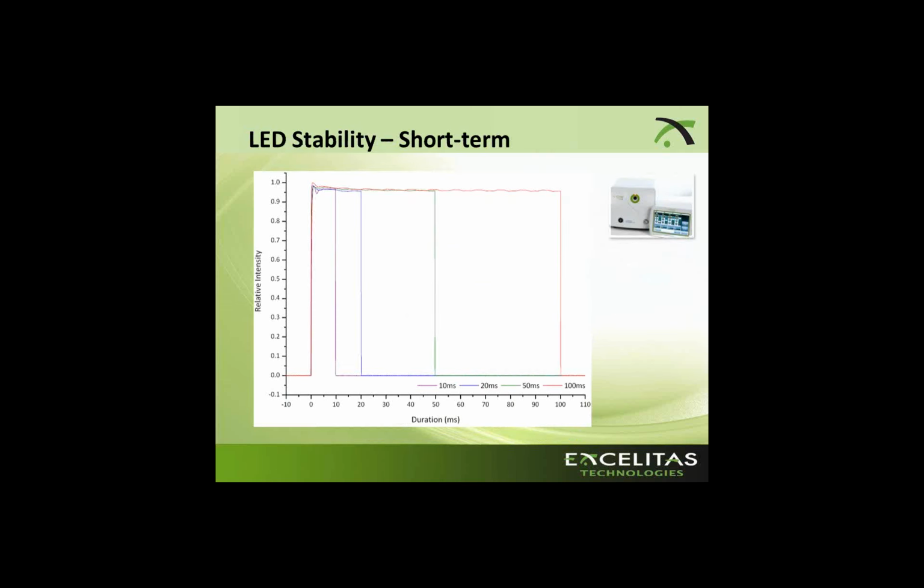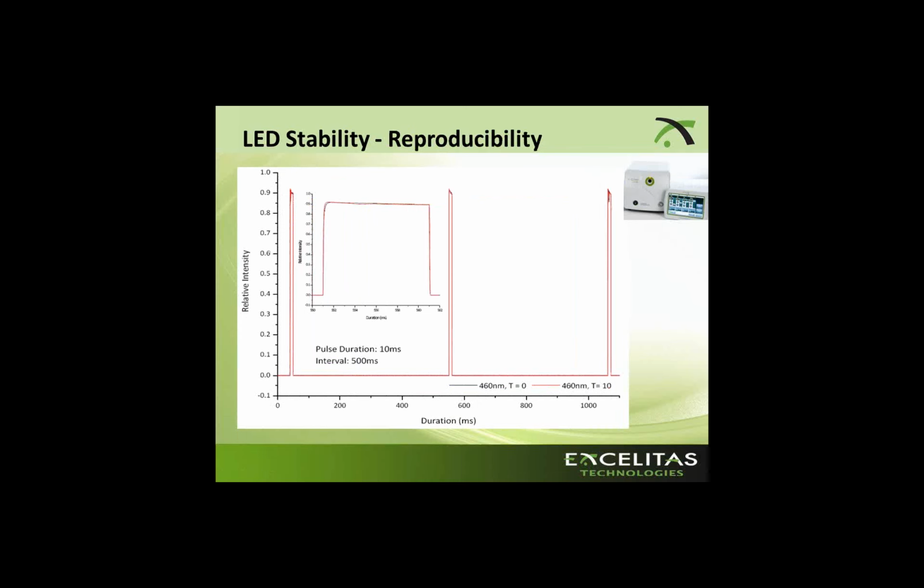So in a real-life situation, if you're looking at 10, 20, 50, and 100 millisecond exposures, as shown here with the different colors, you can see that the stability is better than 0.05%. Great. But is this little dip here going to affect my results? That is a question a lot of people ask. So what we tried to do is repeat a time-lapse type of setup.